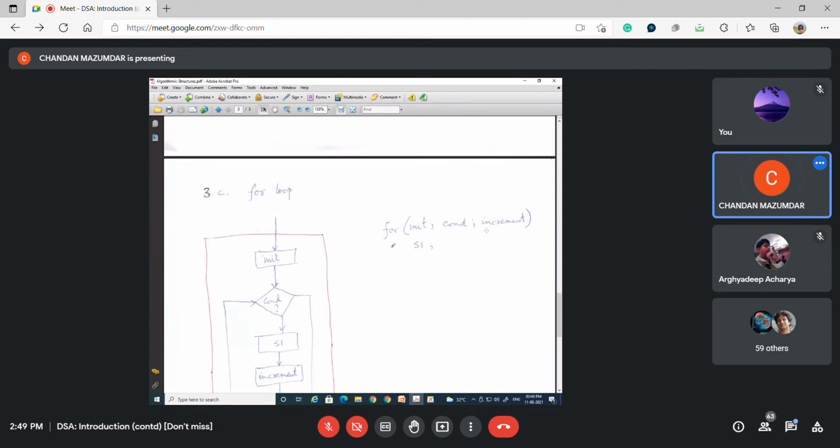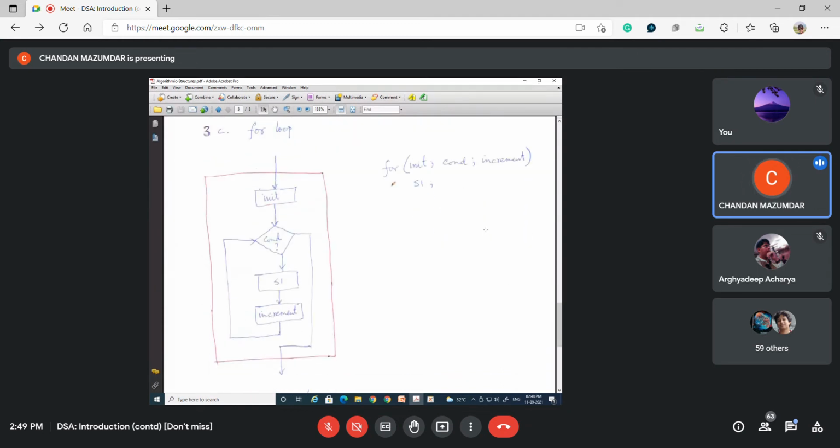Now the powerful statement, which is for. Okay. For is the most powerful loop statement. So for, first let us see the syntax.